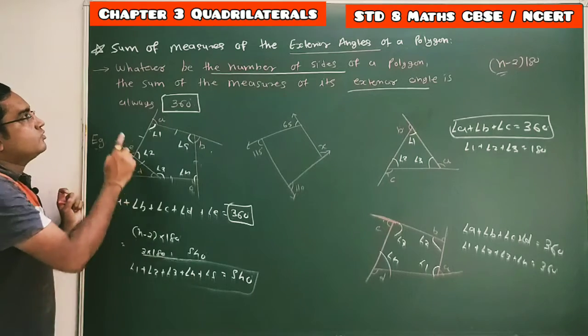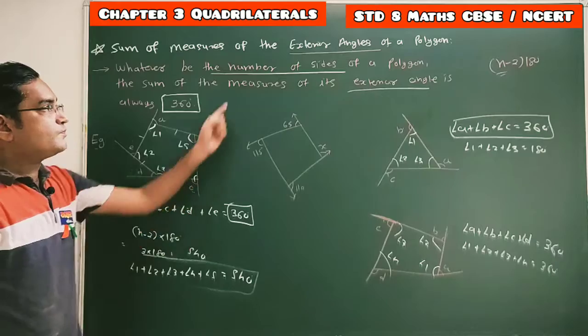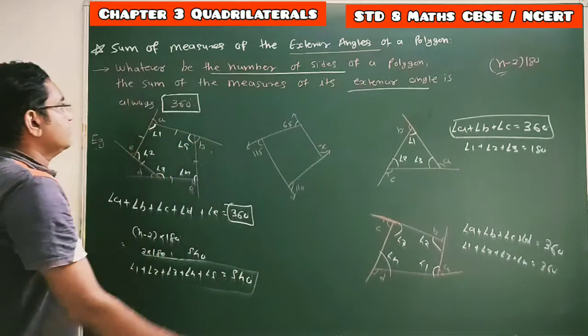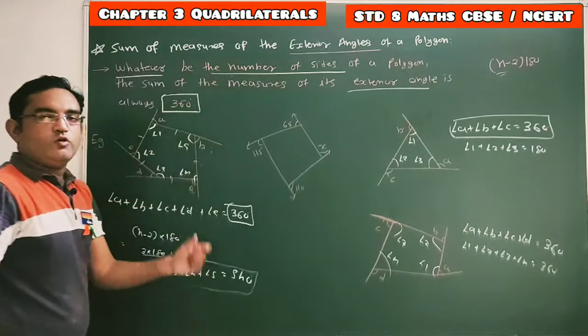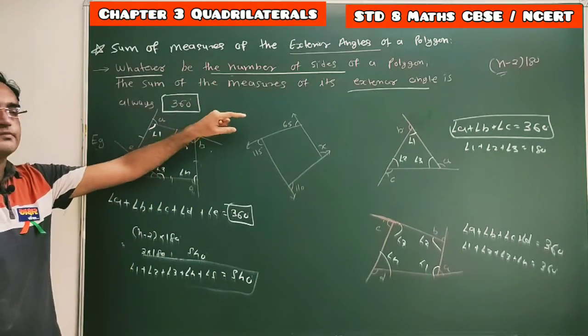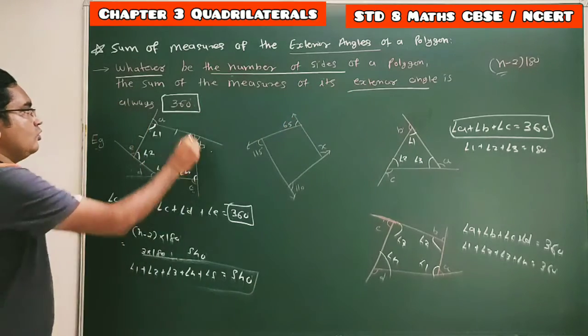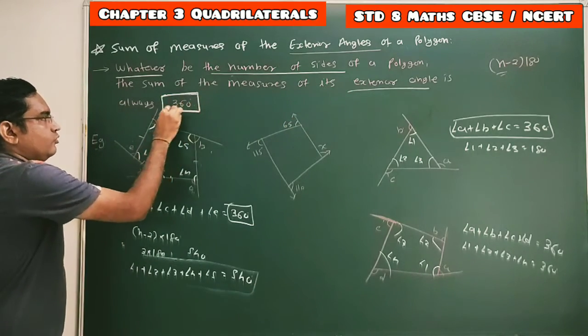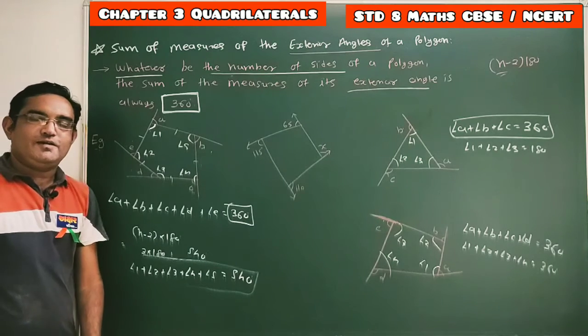Clear, students? This is one of the most important concepts: the sum of measures of exterior angles. Whatever the number of sides, irrespective of the total number of sides of a polygon, the sum of measures of exterior angles is always 360 degrees. Done? So pause this video and note it down.